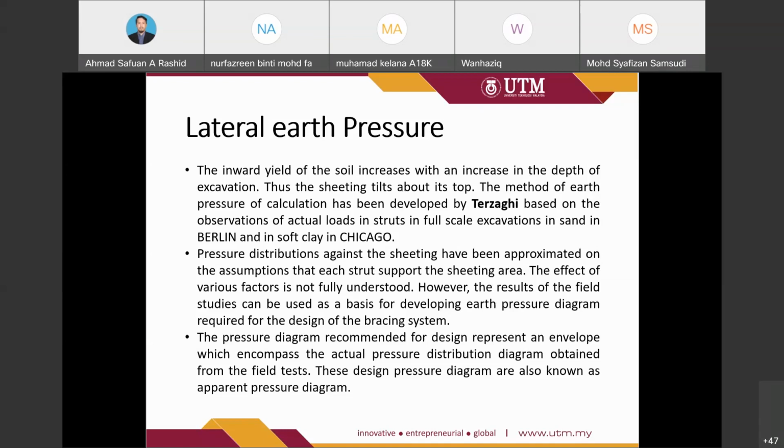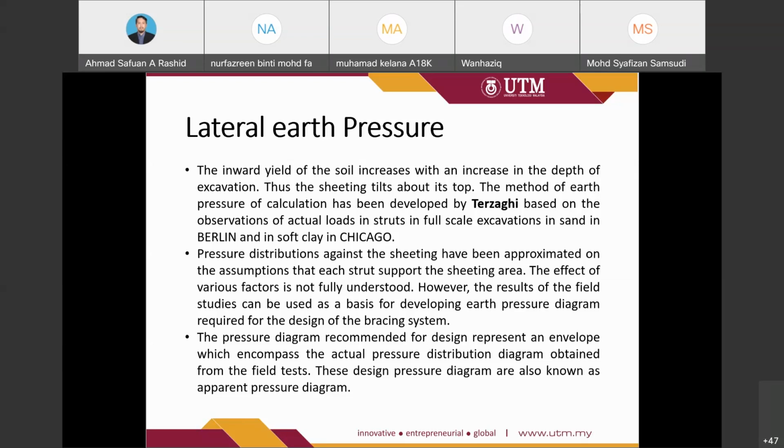The method of calculating the earth pressure was developed by Terzaghi. Terzaghi proposed a method to calculate for the bracing system based on the observation of actual loads in the struts in full-scale excavations in sand in Berlin and in soft clay in Chicago. So he observed this kind of movement on the sand and on the soft clay.